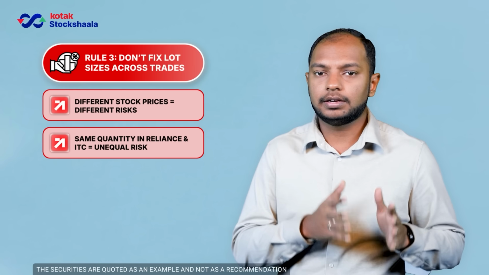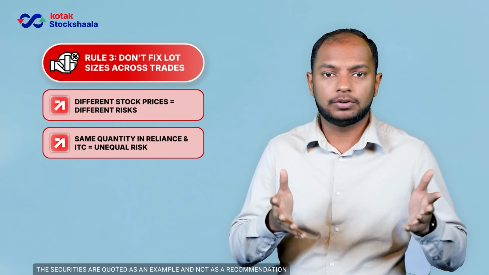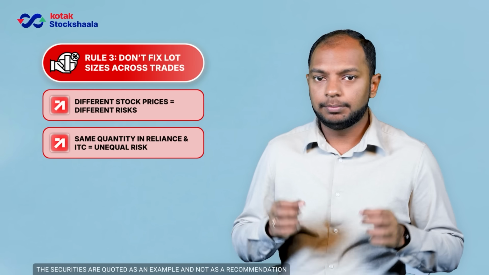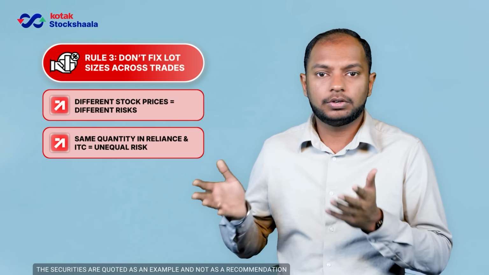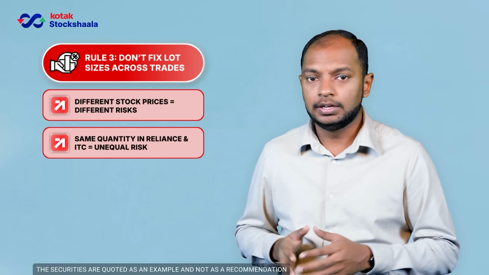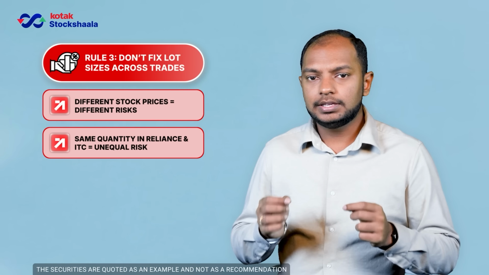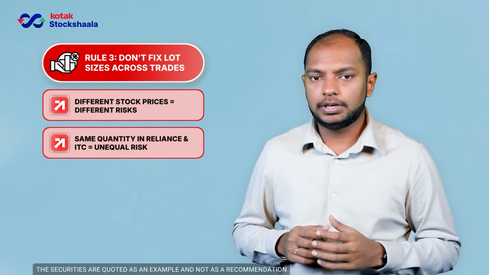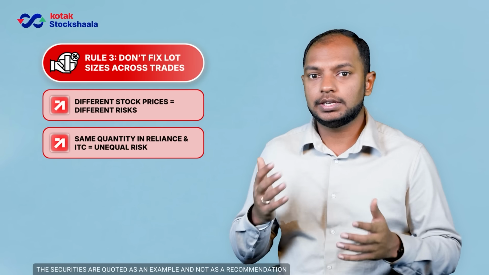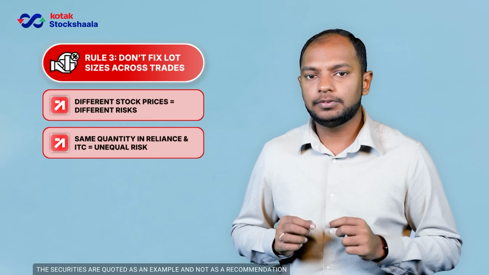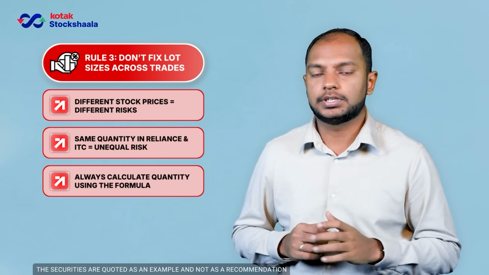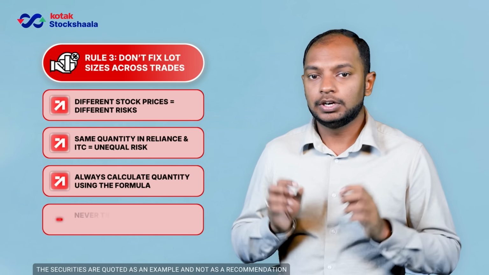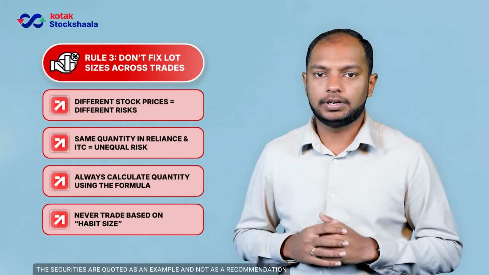So if you're trading in Reliance, the price of Reliance might be around 2,500 or 3,000. But at the same time, if you're trading in ITC, it could be 10 times lower. That could be around 250 to 300 rupees as well. So just as an example. So in this case, if you fixate on the number of quantities, then your risk is going to change significantly. So what you have to do is always make sure you're calculating by putting the formula of position sizing. So always remember to calculate before you decide the quantities.